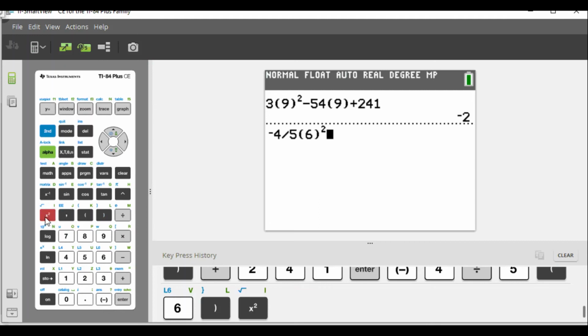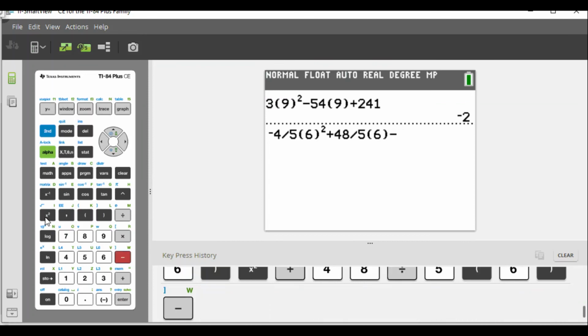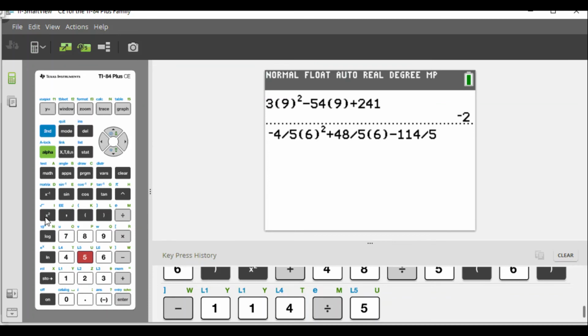And then plus 48/5. Could I find decimals first? I could have, but it's okay though. Times 6. The calculator will know the order. It's not going to multiply the 5 and 6, because order of operations says we do 48 divided by 5 and then multiply by 6. So it's going to do everything in the correct order. Don't worry about that. And minus 114 over 5. Everything can be done with the calculator. And here we get, oh my goodness, look at that, it works out to be a nice number.